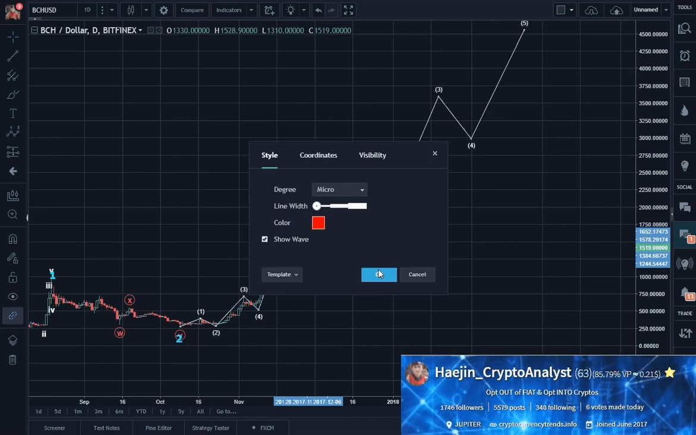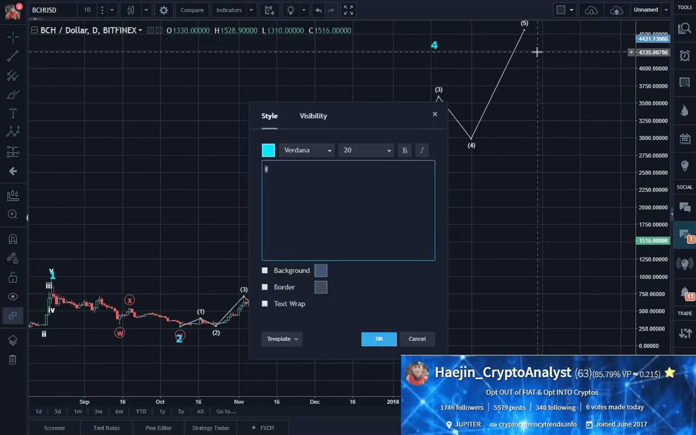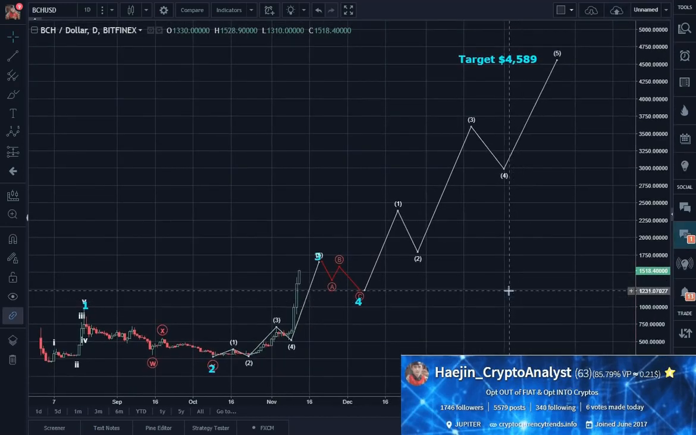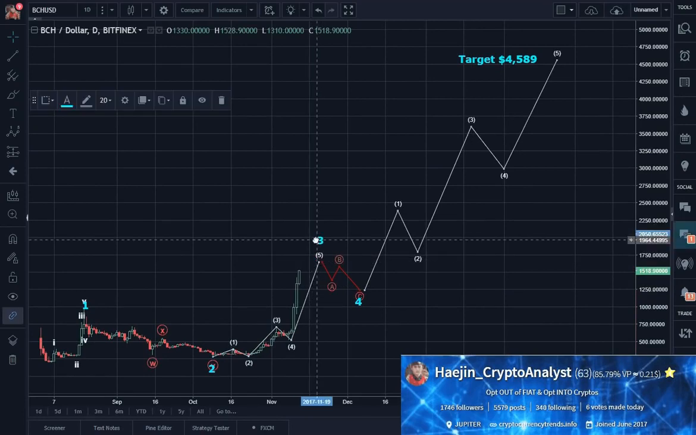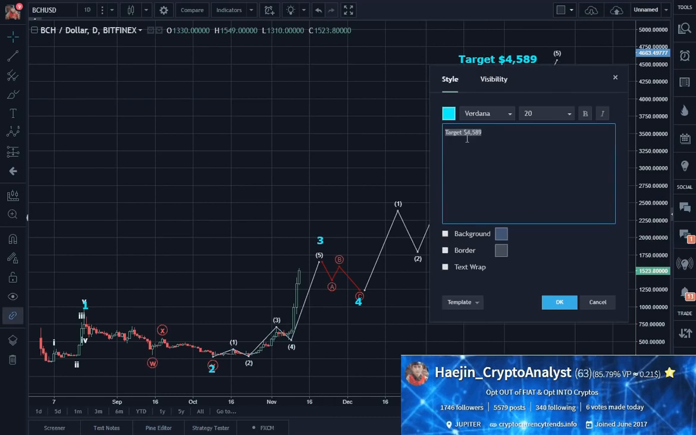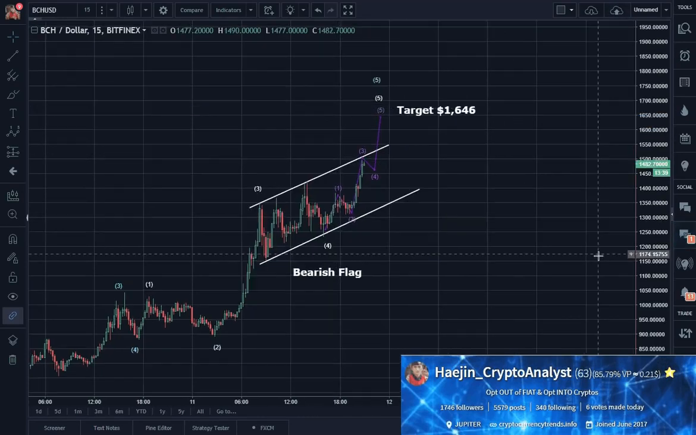That's right. I'm not kidding. 4,589. This is a sight to behold, people. This is the power of technical analysis, to come all the way from down here to my target here of about 1680 or so, and then all the way up to 4589.